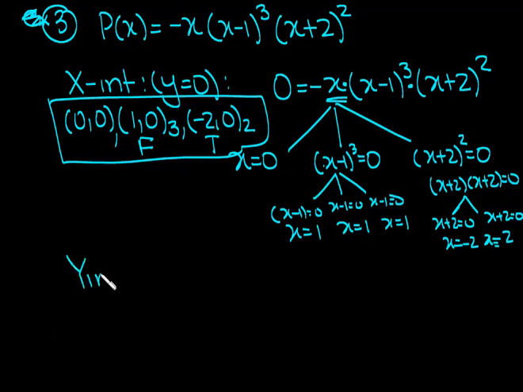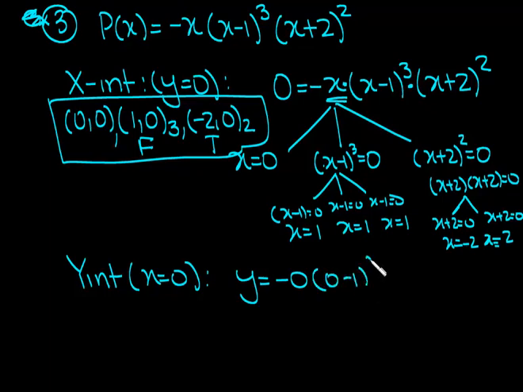To find the y-intercept, what did we do? We set x to 0. I do want to stress this. In all 3 examples I've done so far, the y-intercept has been 0. The next one I'll do, I'm sure it isn't. So we get y is equal to negative 0 times 0 minus 1 cubed, 0 plus 2 squared. Since we are multiplying this whole thing by 0, the answer is going to be 0. So my y-intercept is 0, 0.